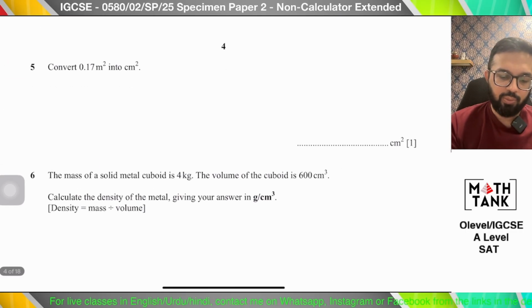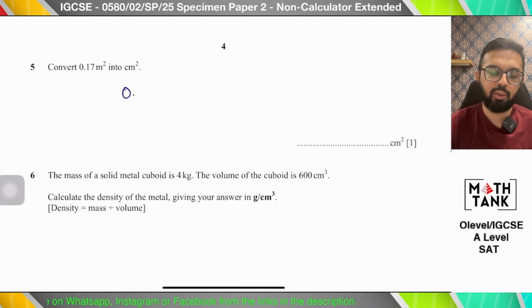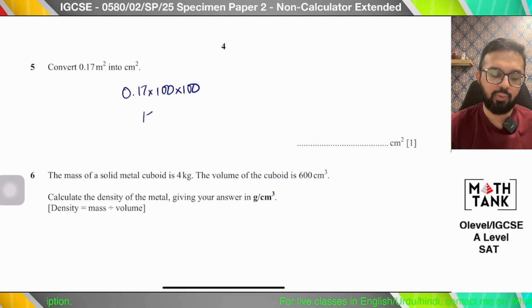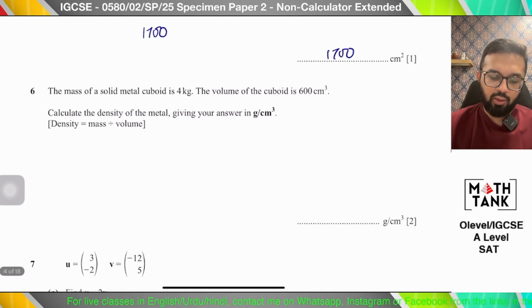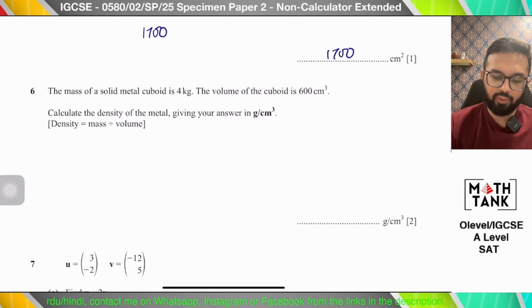Let's convert 0.17 meter square into centimeter square. Now I know that 1 meter is 100 centimeters. So I'm going to multiply by 100 twice. Why? Because I have a square attached to it. Okay, so that is going to give me 1700. 4 decimal places forward.